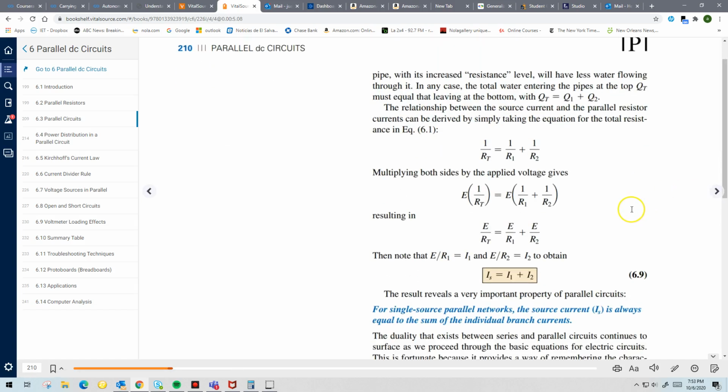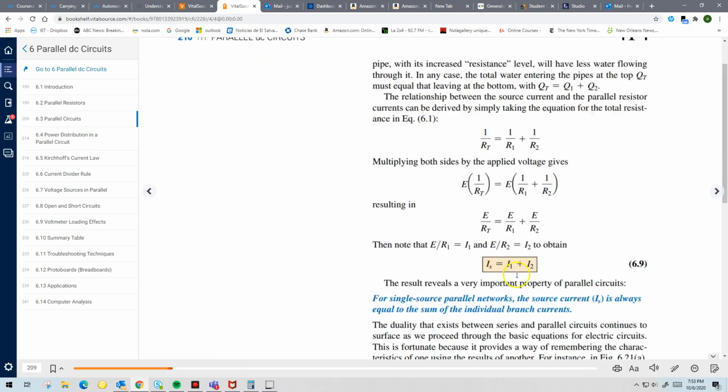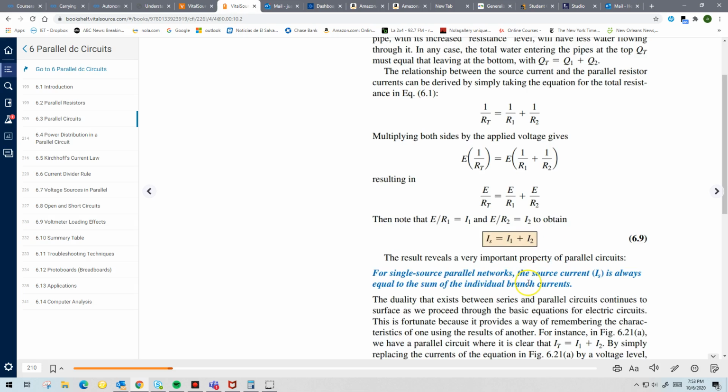The other thing to remember, as I mentioned before, is that in parallel connections like this, if there's nothing in between, like in this case where it's only a wire, the current splits into two currents. So the source current will be equal to the sum of I1 and I2, which is this expression here.